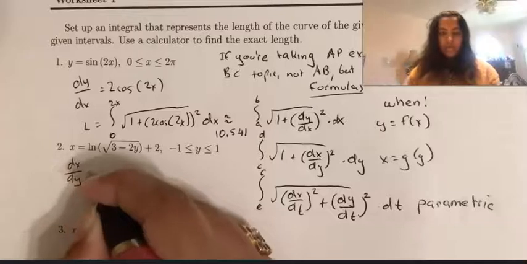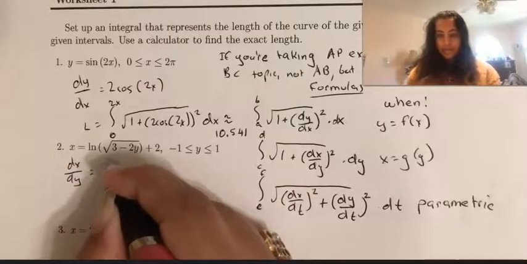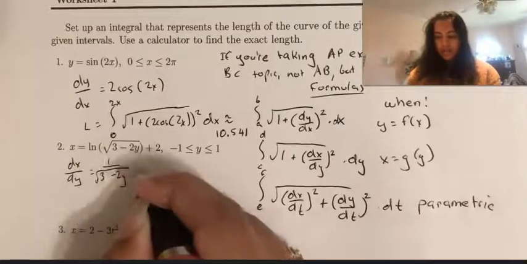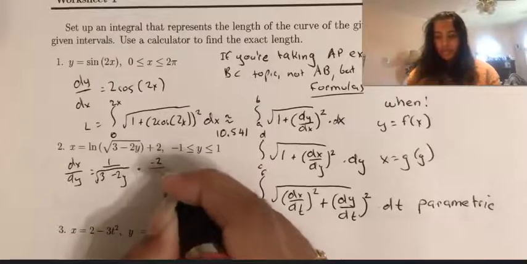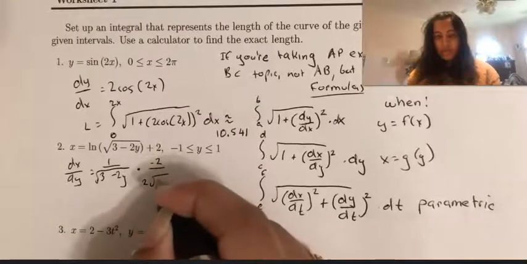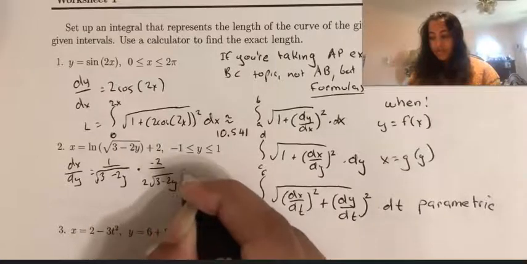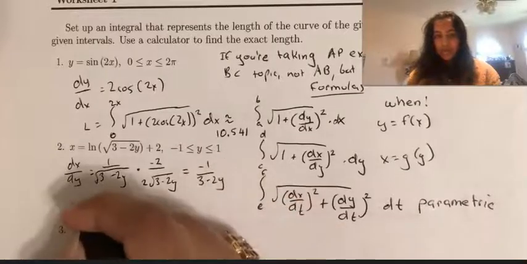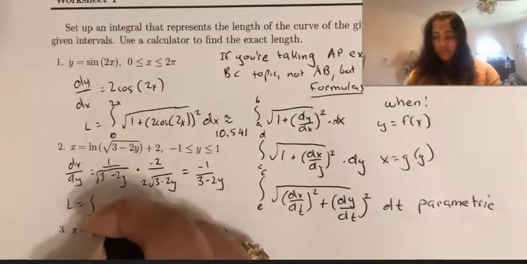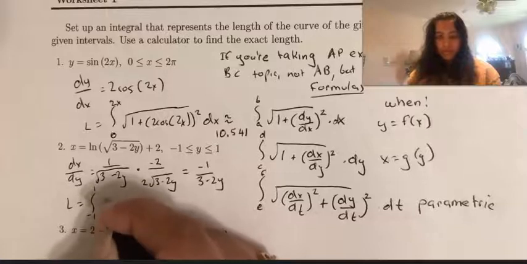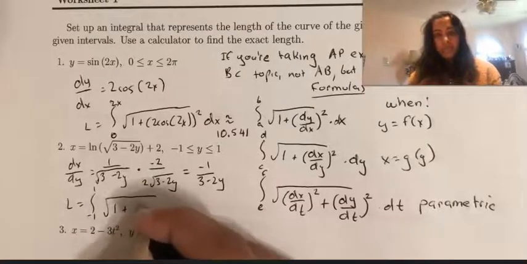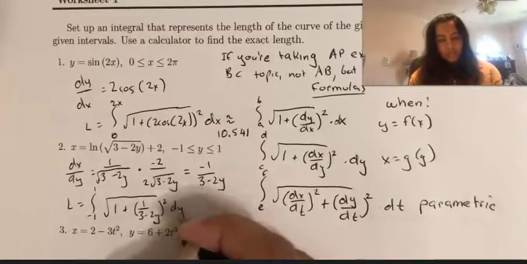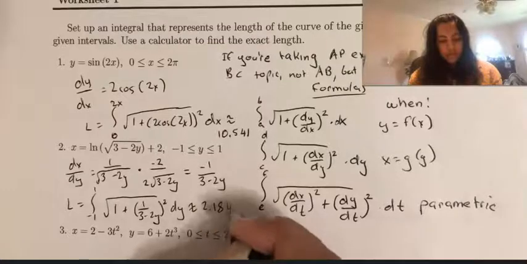So for this one, it's a little harder derivative, and you use a second formula for the arc length. So the derivative is x equals ln of (3 minus 2y) to the 1/2 plus 2, which turns into 1 over square root 3 minus 2y, times technically 1/2 times 3 minus 2y to the negative 1/2 times negative 2, but that combines into that second part, which equals negative 1 over 3 minus 2y. And then you just plug it into the formula. And you get around 2.184.